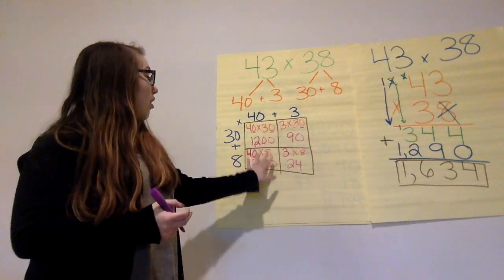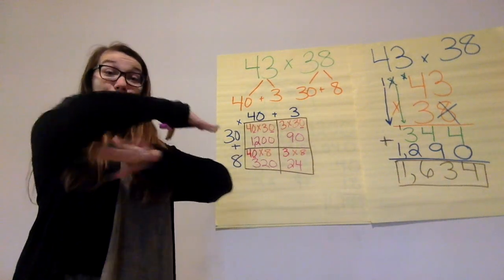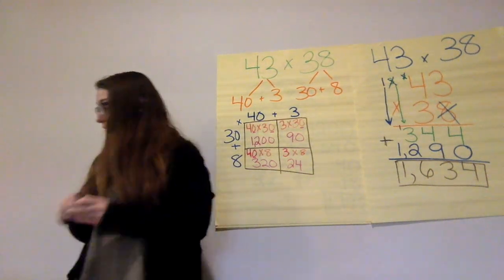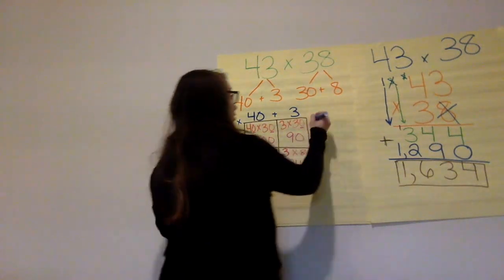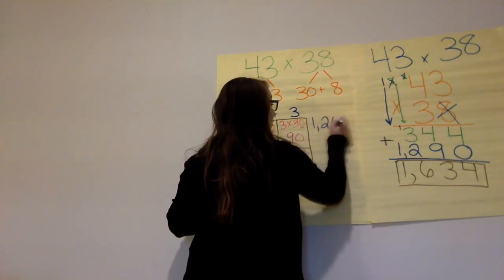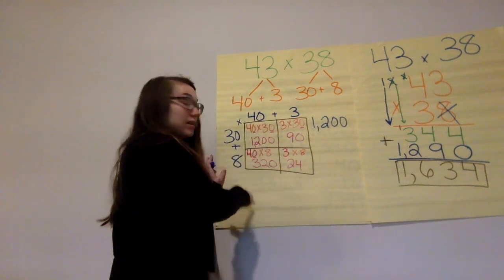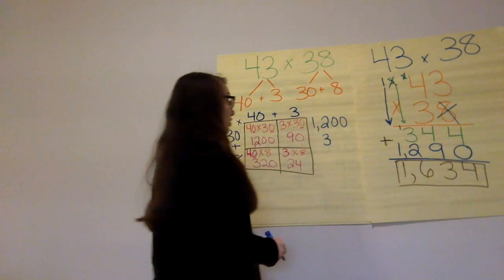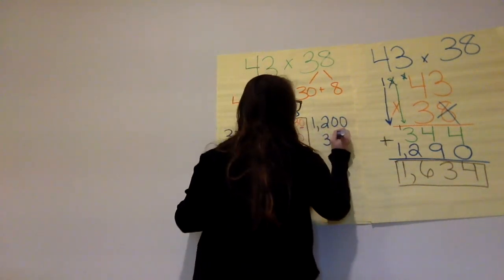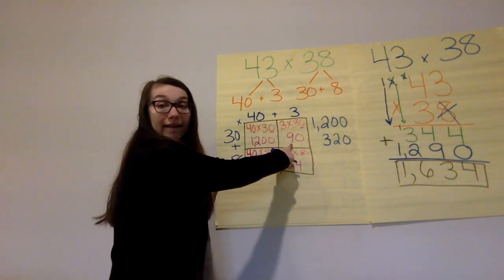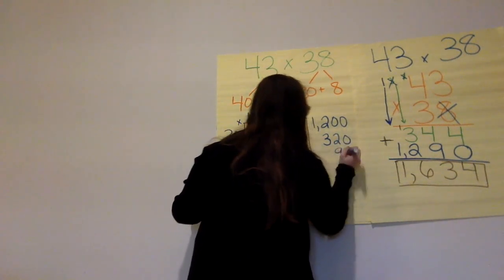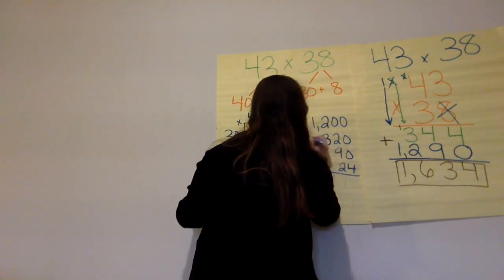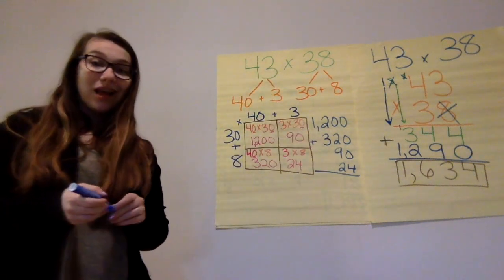All right, now that we have all 4 of our sections done, it is time to line up our place values so we can add. All right, so we have 1,200. Our next biggest number is 320. I'm going to make sure that 3 is in the hundreds place, like that too. 320. Then we have 90. And then 24. All right, all our numbers are lined up.